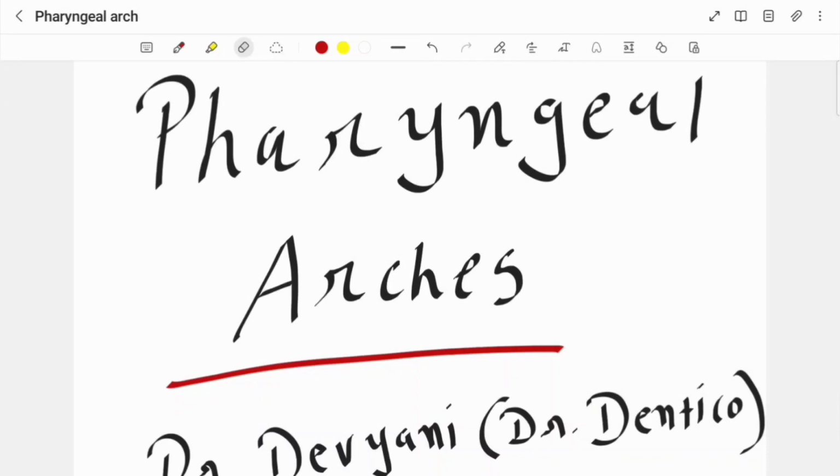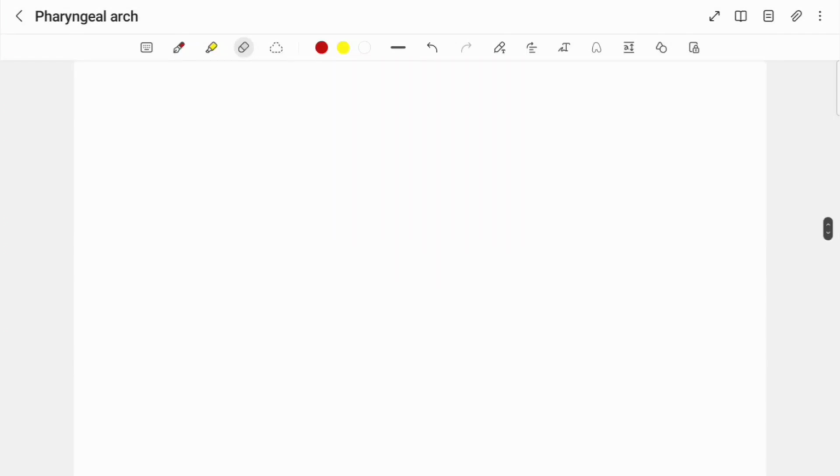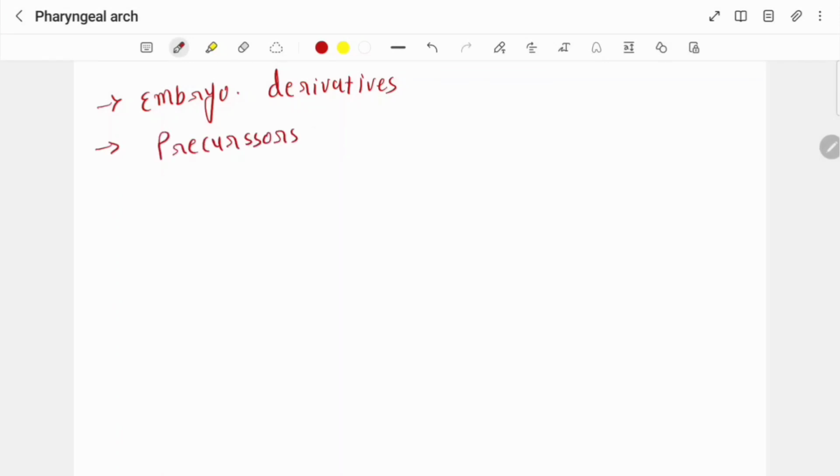So this is the easiest topic and the most important topic at the same time. So you should know all about pharyngeal arches. So what actually are pharyngeal arches? They are nothing but your embryological derivatives. All our structures will be derived from these only. That's why they are called embryological derivatives, or we can also say they are precursors for our structures. It's like a raw material which is already present to make something.